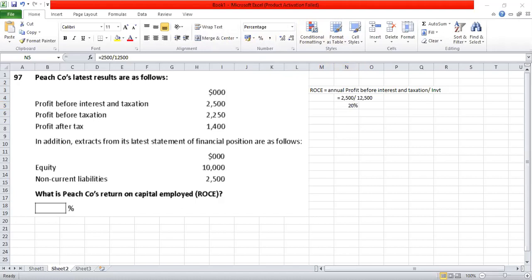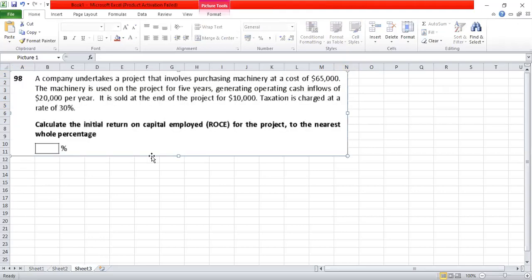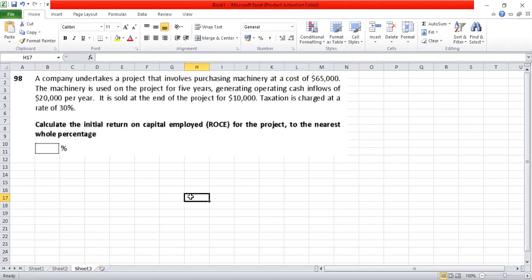Then we have the next question, 98th question. A company undertakes a project that involves purchasing machinery at a cost of 65,000. The machinery is used on the project for 5 years, generating operating cash inflows of 20,000 per year. It is sold at the end of the project for 10,000. Taxation is charged at a rate of 30%. Calculate the initial return on capital employed for the project to the nearest whole percentage.